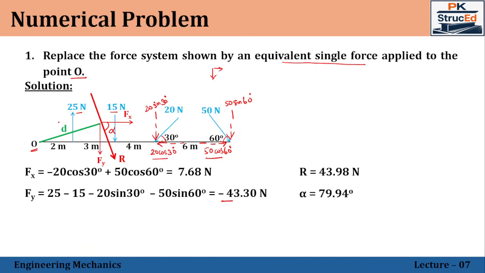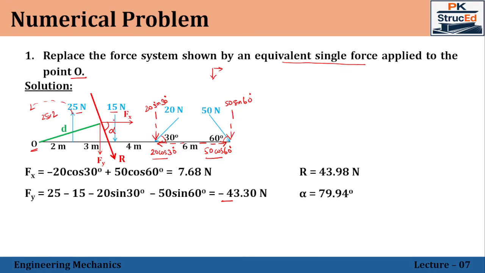the moment. So this 25 Newton force is not passing through the point O, so it tends to rotate about the point O in this direction, that is anti-clockwise direction. So in that case, it will be 25 into 2. So that will be positive. So 25 into 2, positive.